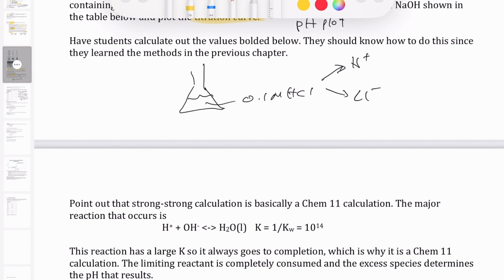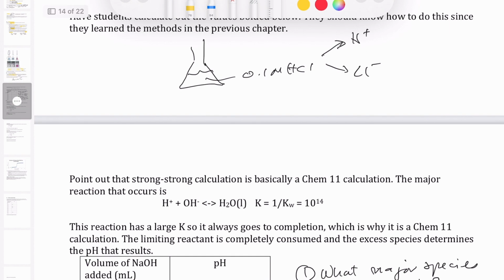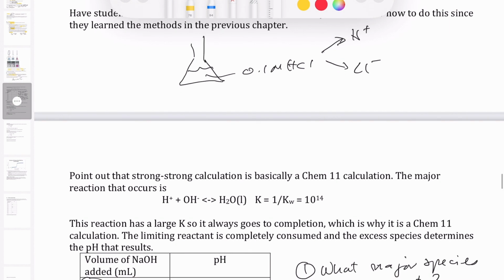So H plus is the major determinant of pH here because there's no specific reaction that's going to occur. Again, there are three species present: H plus, water, and Cl minus. There's no reaction that's going to happen between two of these three species. So in the end, the only thing that's going to determine pH is the H plus species. So then all you're dealing with is just a solution of a strong acid.